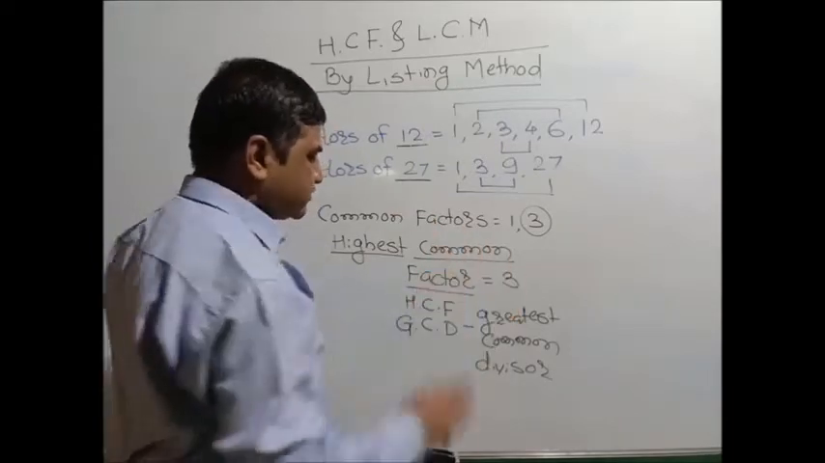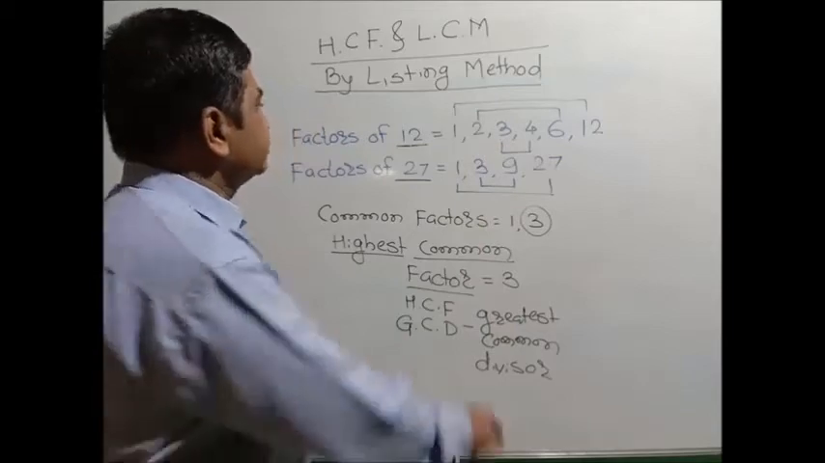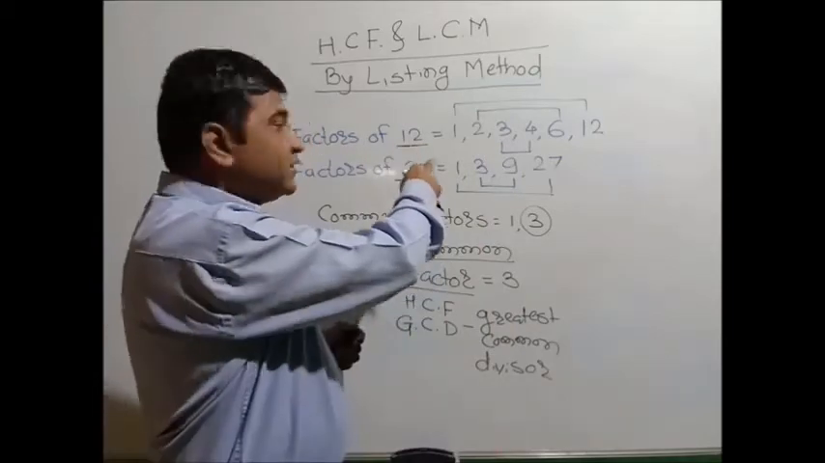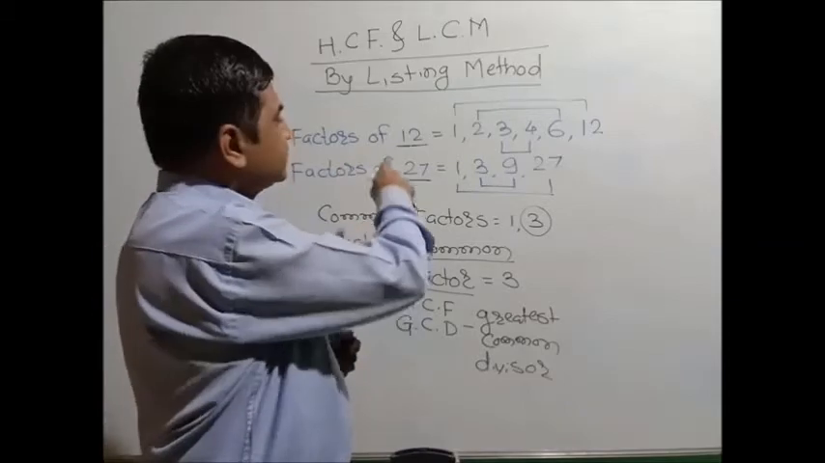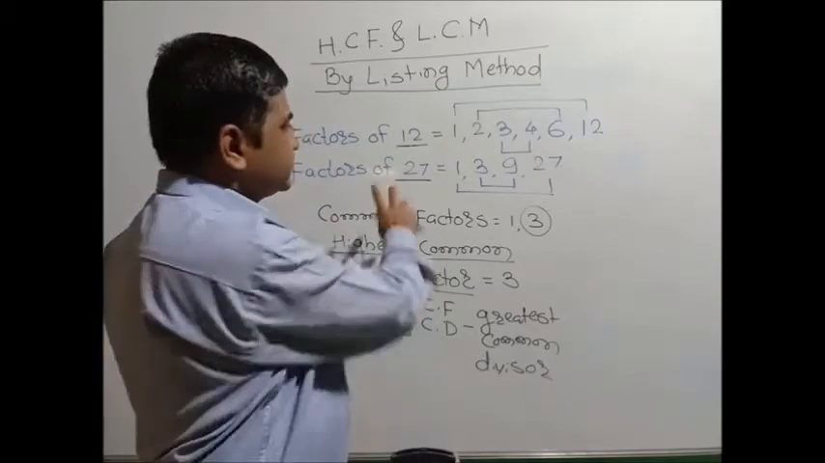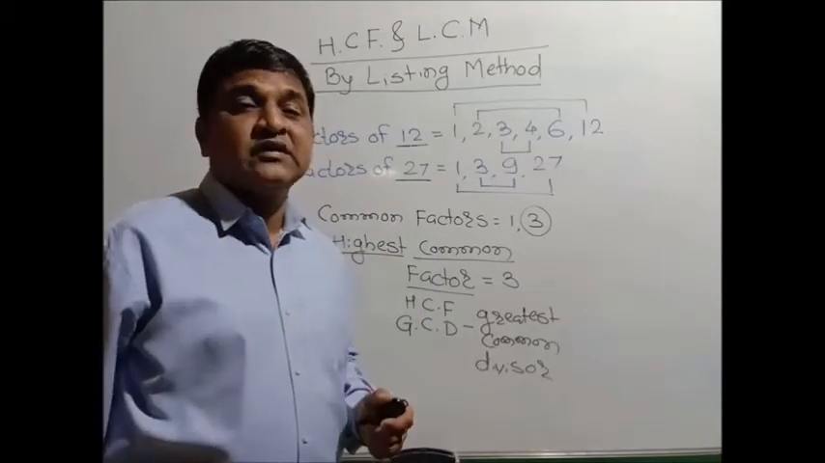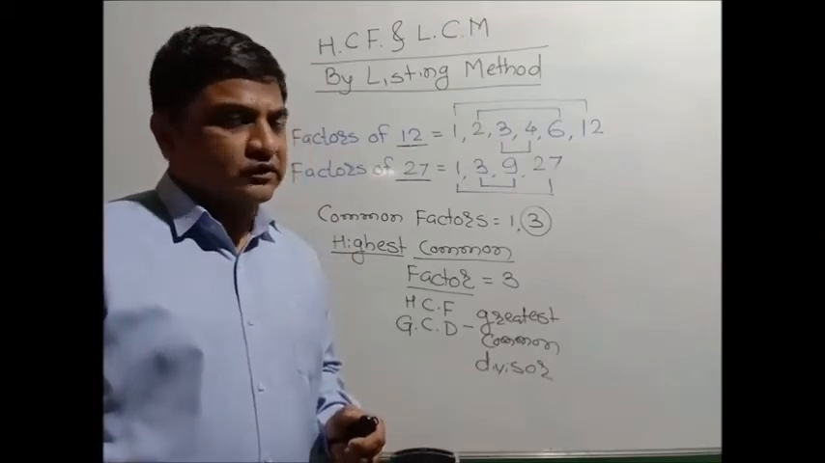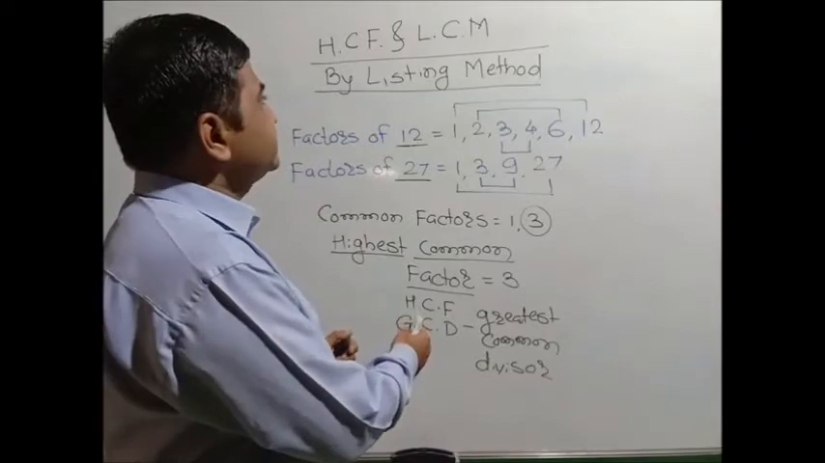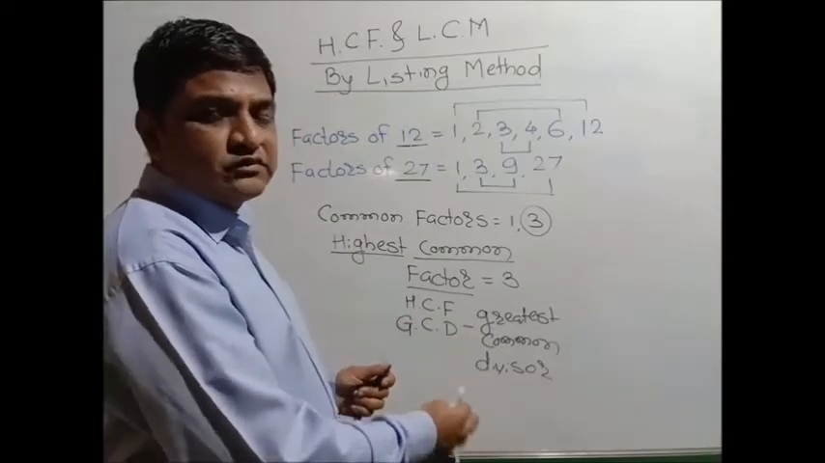This is the greatest common divisor, which when we divide by it, we get the number of pieces to make. So for 12, we have to make 4 pieces, and for 27, we have to make 9 pieces. Then the pieces will be of equal size. Okay. Now this is the use of HCF. Now we will go for what is meant by LCM.